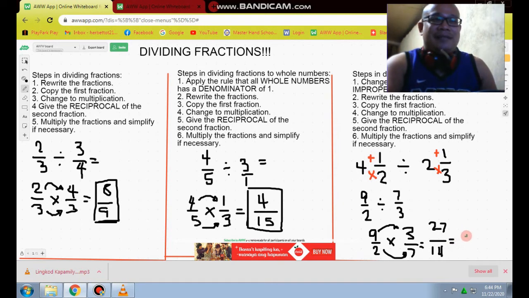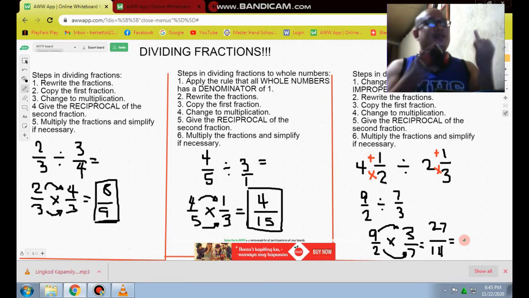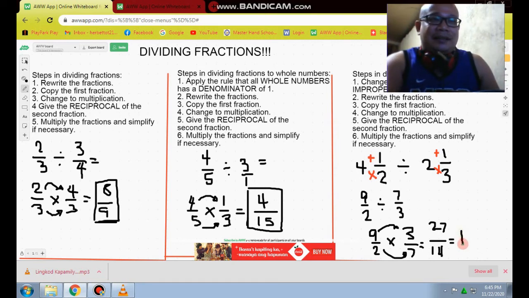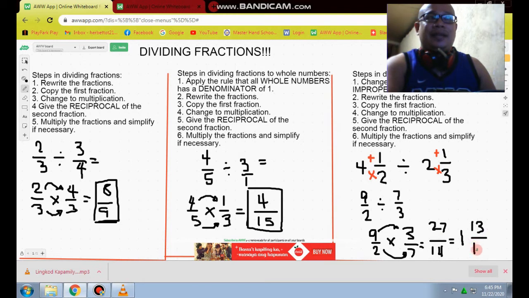So, first is, how many 14 are there in 27? So, 14, 28. Okay, so sobra na. So, isa lang. It's 14, isa lang. So, isang 14 lang. Then, next is 27 minus 14. So, 27 minus 14 is we have 13. So, yun yung magiging numerator ninyo. And then, copy the denominator which is 14.